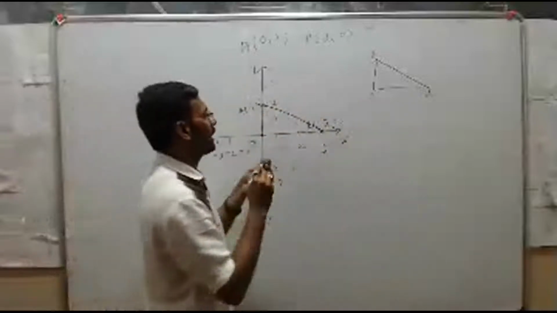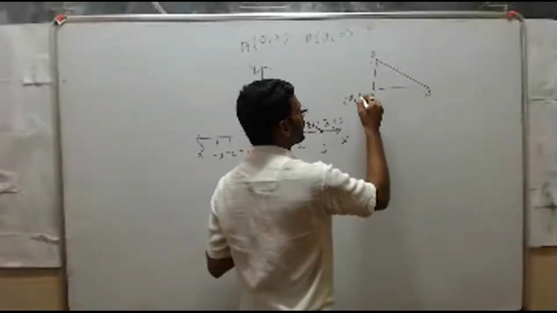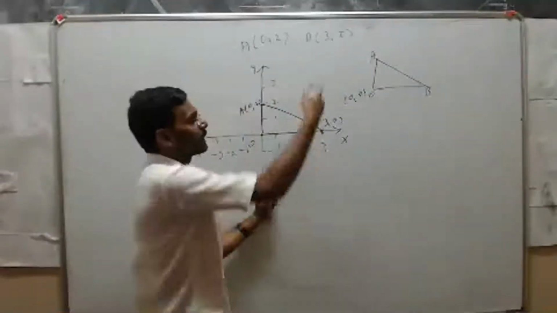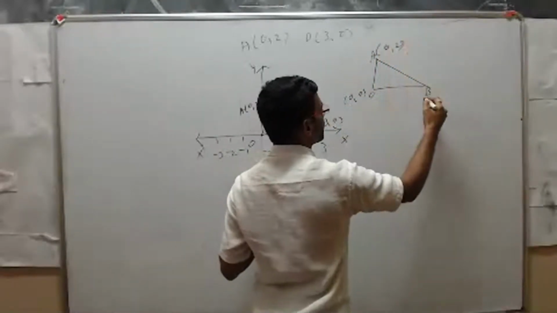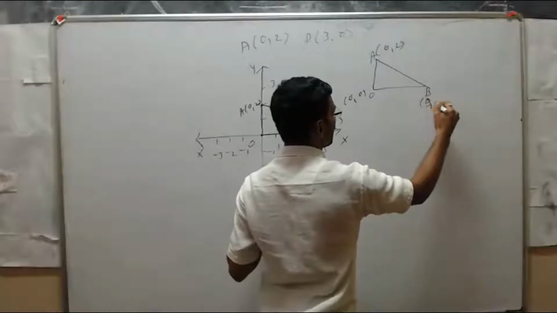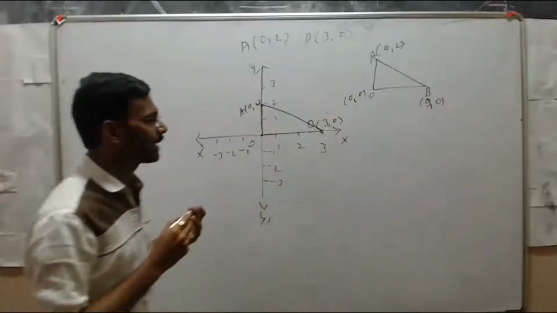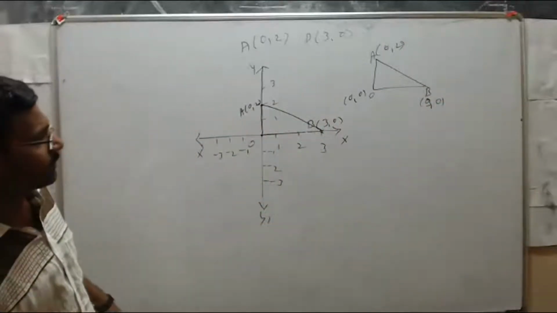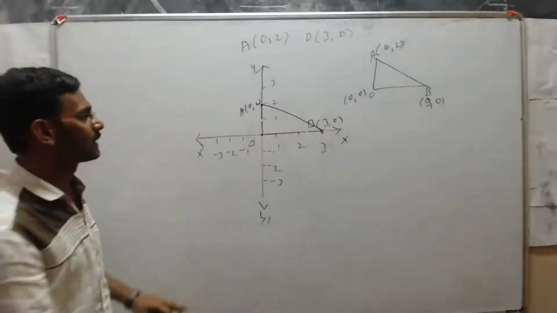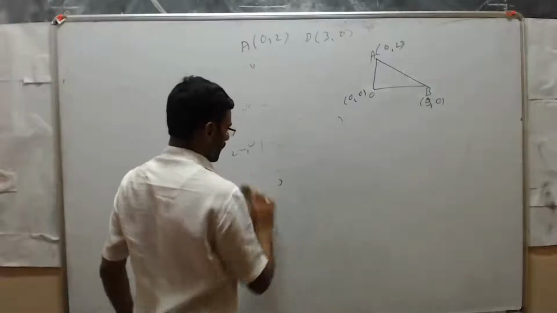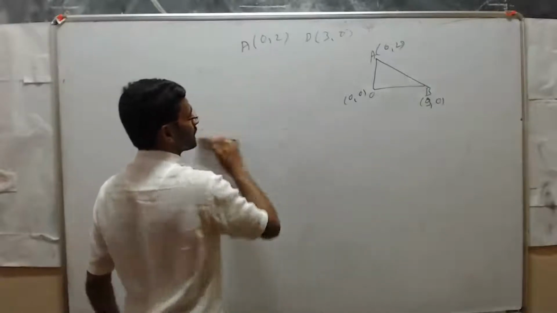The coordinates of A are here. The coordinates of O are 0, 0. The coordinates of A are 0, 2. The coordinates of B are 3, 0, because the x value is 3 and the y value is 0, which means here. So how can we find the distance? It is very important.